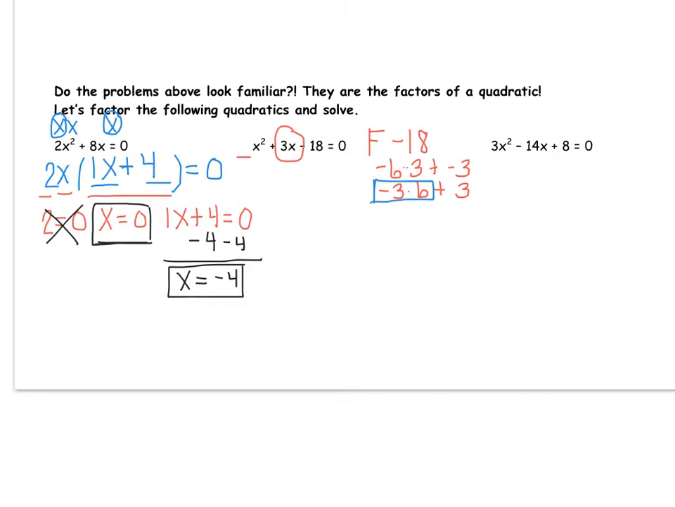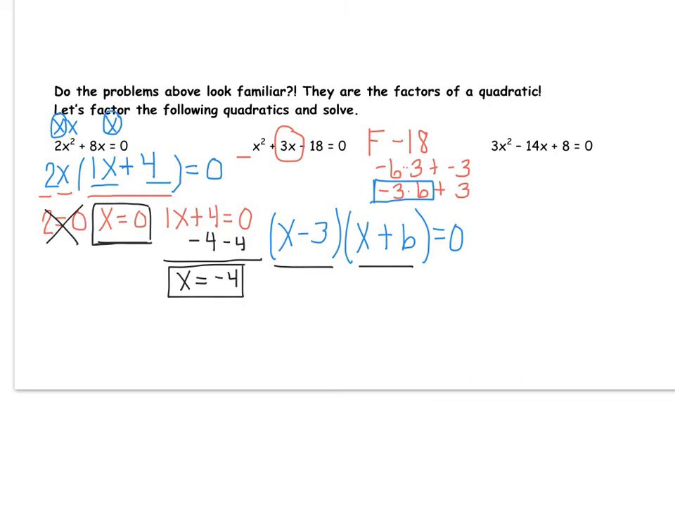Now I don't need to use the AC method if my leading coefficient is 1. Some of you do, and that's great, but you don't have to. So I can jump right to my two sets of parentheses. You ask yourself, what times what gives you x squared? x and x. And then I just fill in my other numbers. Negative 3 plus 6 equals 0. Okay, so here are my two factors.